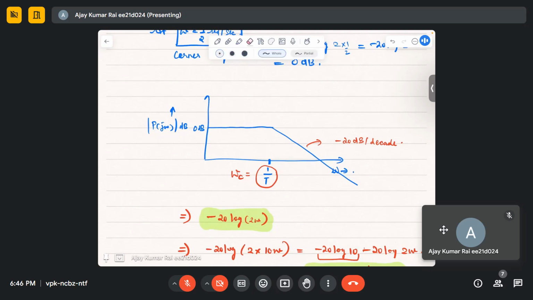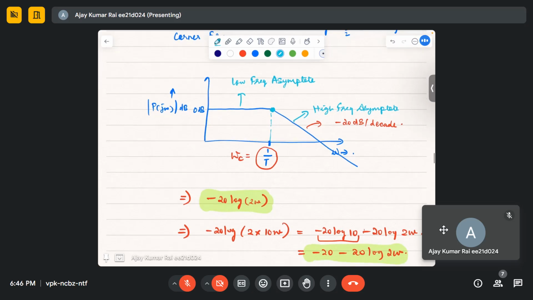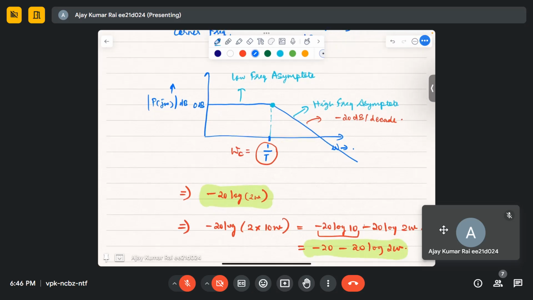So this is the low frequency asymptote, where you can see the magnitude is equal to 0 dB, and this is the high frequency asymptote. They are intersecting at this point, 1 by T. That's why we call this the corner frequency. I hope there is no doubt. Just see in case you're not understanding anything.